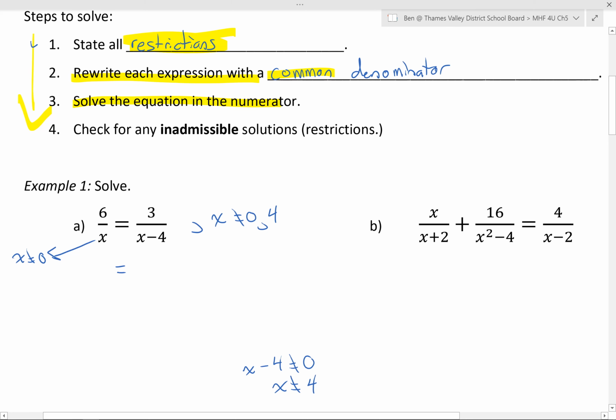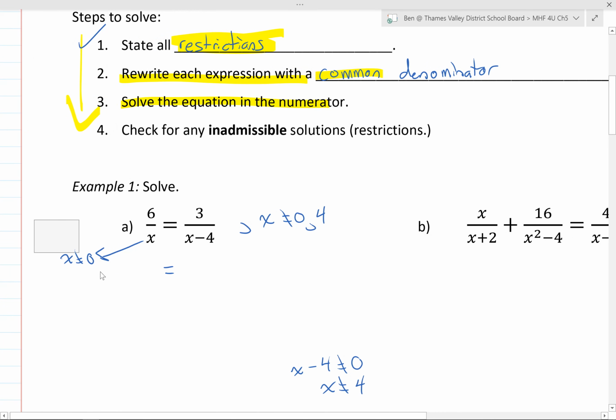Now that we have stated our restrictions, we're allowed to manipulate the problem so that we can maybe even get rid of our denominators. Okay, that's our goal, to solve the problem without denominators, because denominators complicate things. You'll see we're not always able to get rid of a denominator. You'll see in section 5.5, but in this section we will be able to. So now we need to find a common denominator.